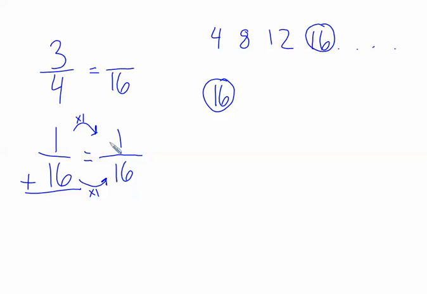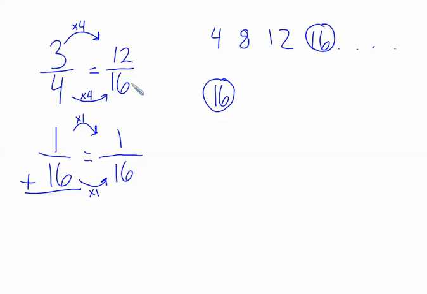Okay, now we're going to do the same process with the top fraction here. We have to look at 4 and 16 to see what we multiplied it by. 4 times 4 equals 16. So therefore, we have to do the same thing to the numerator on the top, and it's going to be 3 times 4 equals 12.